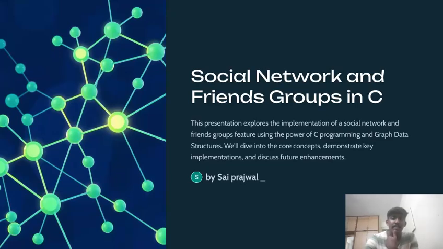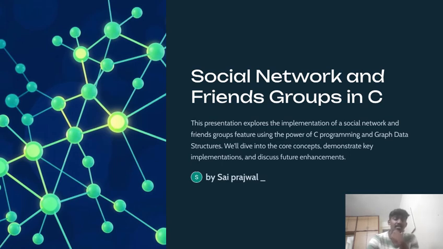So, guys, my concept for the DSA topic is called social network and friends group in DSA algorithm. In this, the key concepts are nodes and edges. Nodes are nothing but individual entities, and edges are nothing but a representation of a relationship or connection.